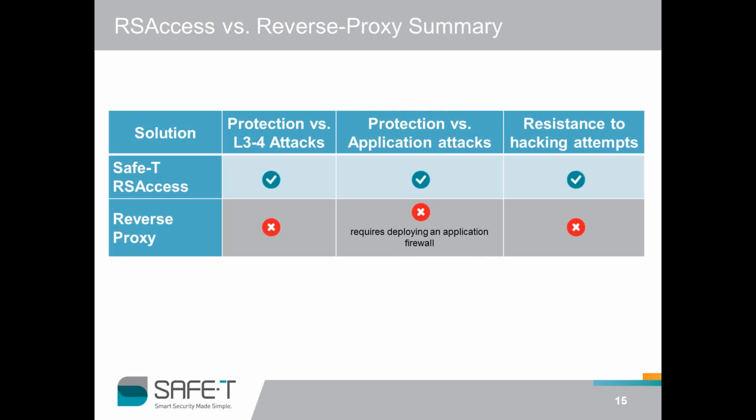So just to quickly summarize the differences between a reverse proxy and an RSAccess, we can see that RSAccess protects from network layer attacks, layer 3 and layer 4 attacks, protects against application layer attacks, and it's resistant to hacking attempts. While a reverse proxy is actually vulnerable to network layer attacks, also to application layer attacks unless it's deployed with an application firewall, and hackers can exploit the reverse proxy itself and from there take control of the reverse proxy and try to attack the network.